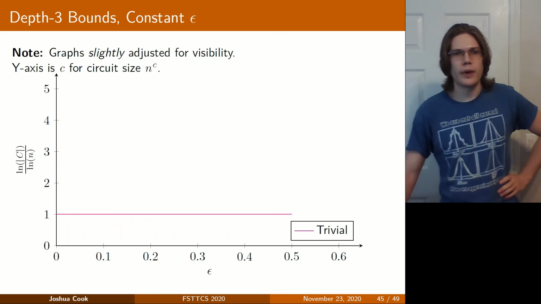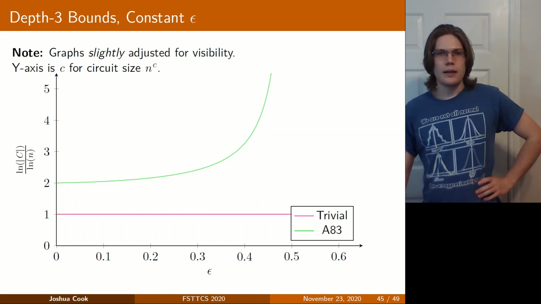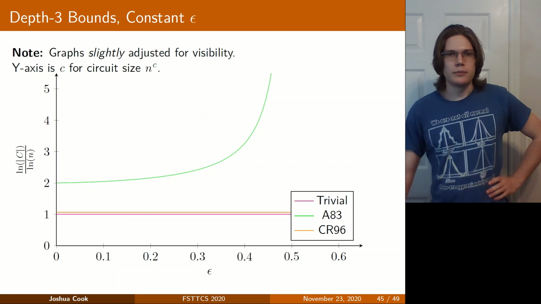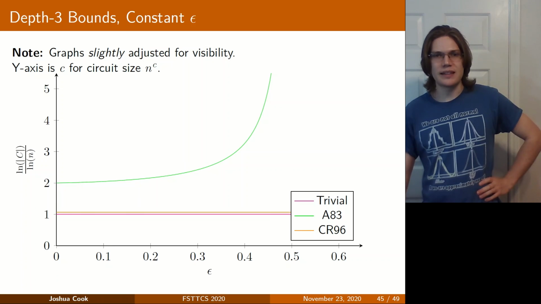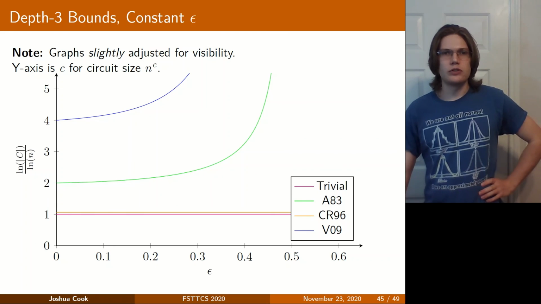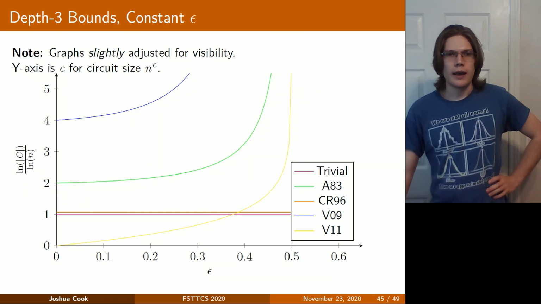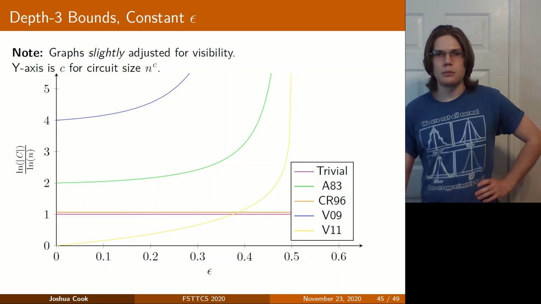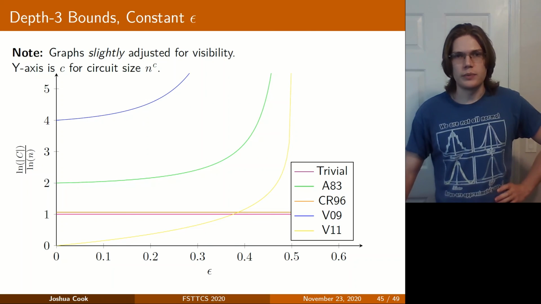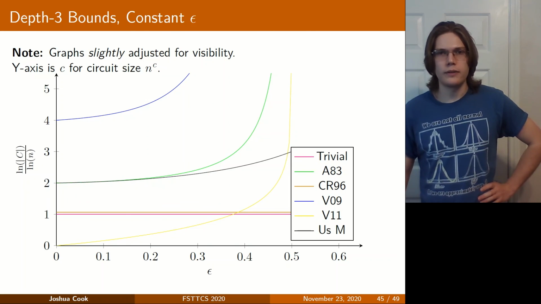The trivial lower bound is just n. Ajtai gave this sort of curve. Chaudhuri and Radhakrishnan gave this slightly better than the trivial lower bound. Viola gave this uniform upper bound, and he gave this lower bound that shows that it gets exponentially big when you get close to 1/2.